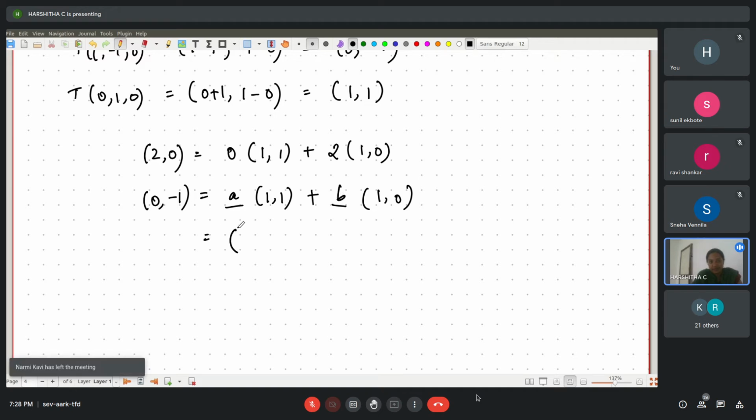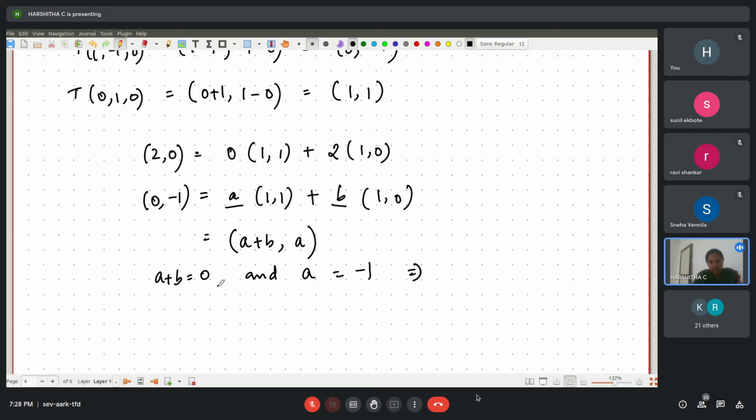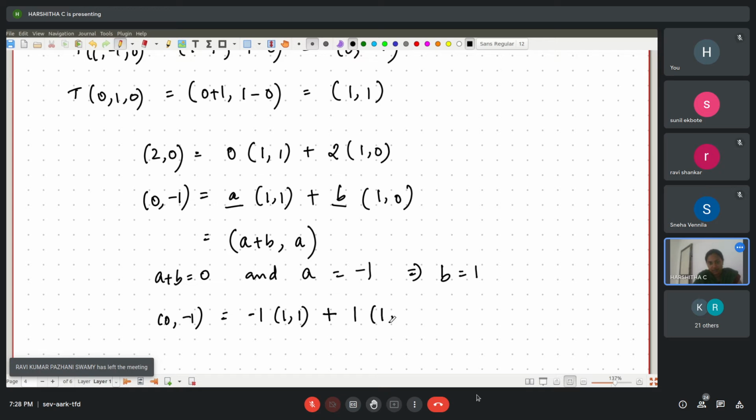So how do you solve it? This is nothing but a plus b and a. So what does that give? a plus b equal to 0 and a equal to minus 1, which will give b equal to 1, right? So (0, -1) is nothing but minus 1 times (1, 1) plus 1 times (1, 0).